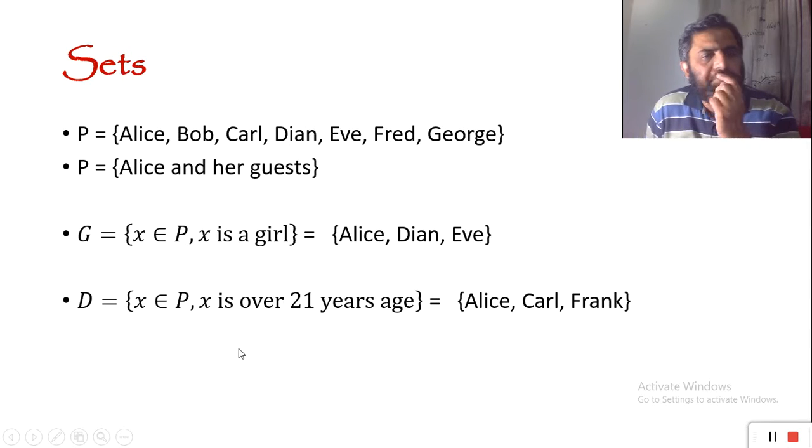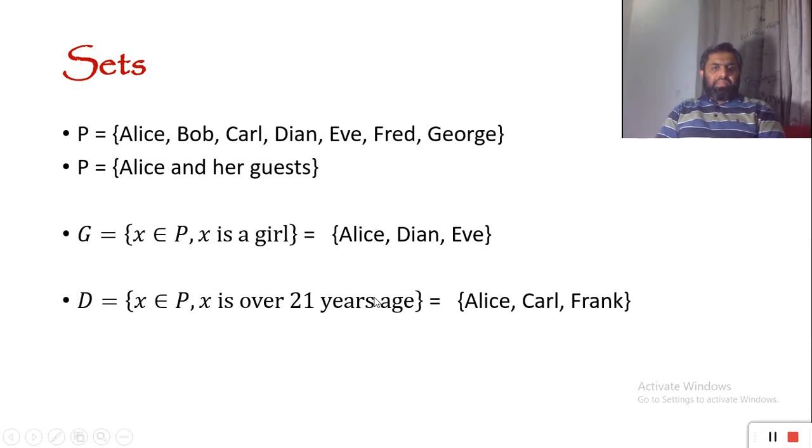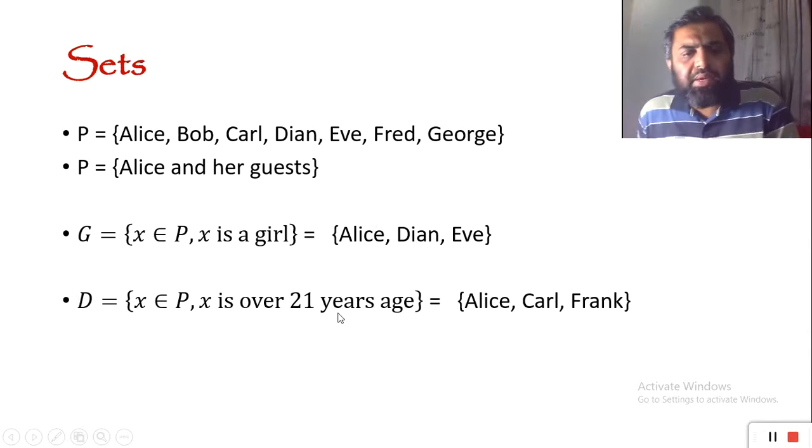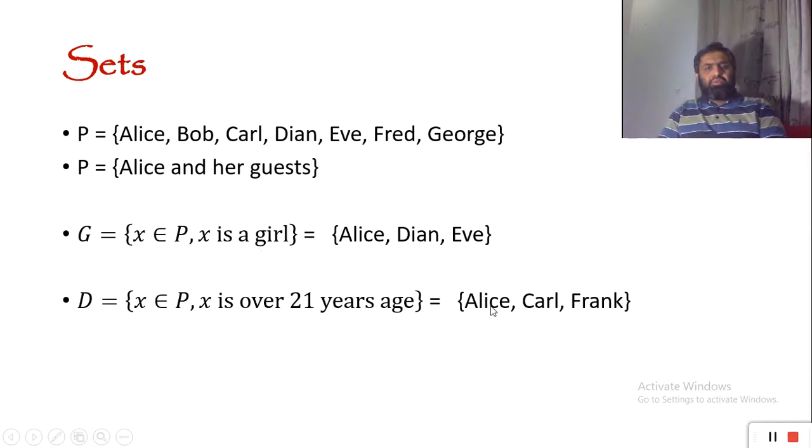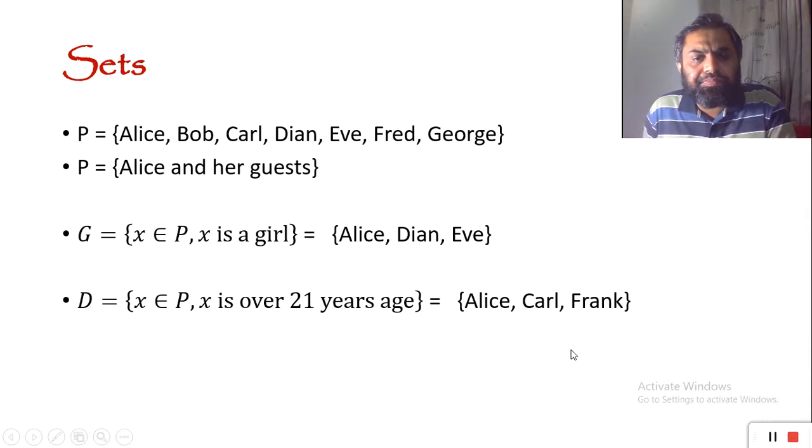So for example, if we want to see the participant in this party who is a girl and who is more than 21 years of age, that means we have to take the intersection of G and D. We want to find the common element, the common person in the sets G and D. G is the set of girls, D is the set of those participants who are more than 21 years of age. So who is common? Alice, Diane, Eve and Alice, Carl, Frank. So obviously Alice is the common one. So Alice is that person who is a girl and who is over 21 years of age.